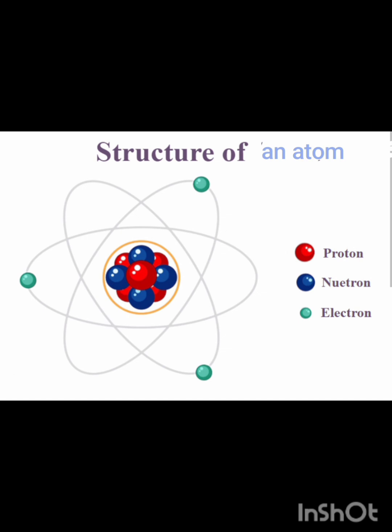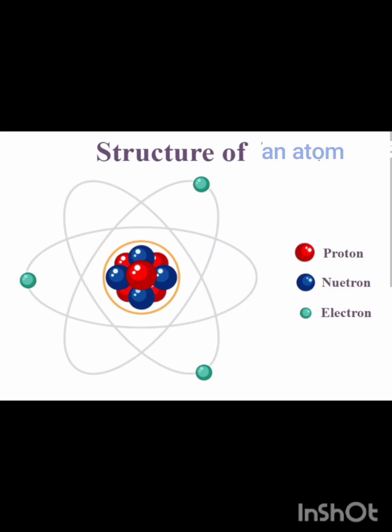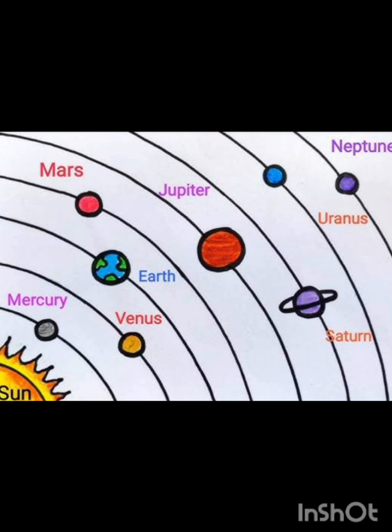If you could keep dividing an object, say a gold ring, into smaller and smaller pieces, you would finally get the smallest possible particle of gold. This is an atom. What are atoms made of? See this structure of an atom. Does it not remind you of something else also? Yes, the structure of an atom resembles that of the solar system.